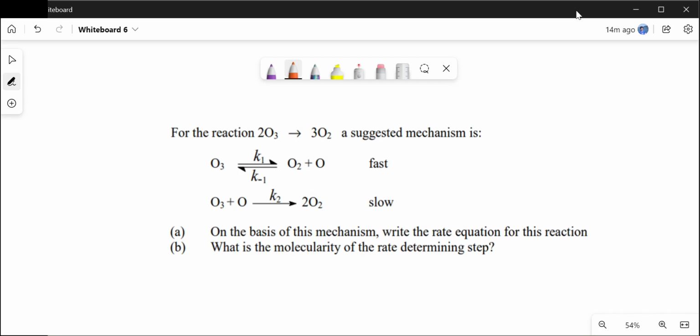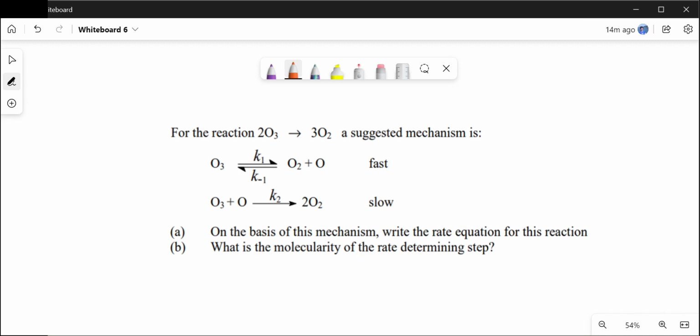The second reaction converts O3 and O into two O2 molecules with a rate constant of K2. So you notice that the first one is fast and the second one is slow. The first question says, on the basis of this mechanism, write the rate equation for this reaction.